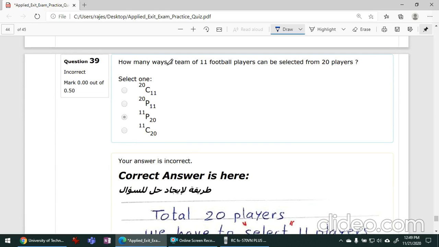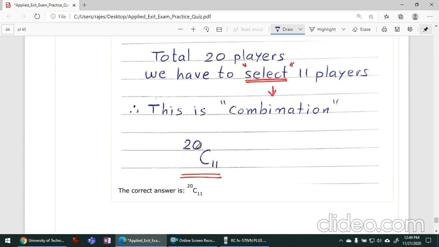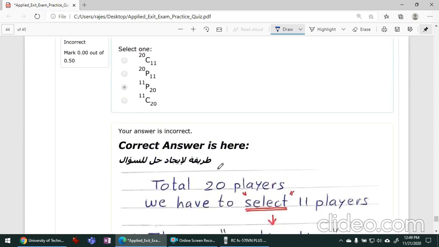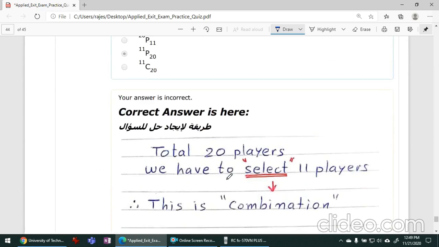How many ways a team of 11 football players can be selected from 20 players? When you have selection, this is called combination. Okay, see, we have 20 players. We have to select 11 players. So this is a question of combination. So the answer is 20C11.